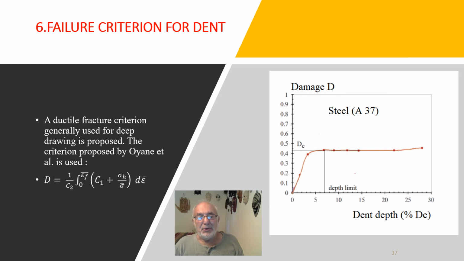For dent, a ductile fracture criterion generally used for deep drawing is proposed. This criterion was proposed by Oyane et al. and has the following shape. If you plot the damage versus the dent depth, we can see that you have an increase of the damage and we reach a plateau. And we can define the defect limit, which is given by the depth where we reach this damage plateau. We can see for this pipe that we get a depth limit of 7%, which is close to the code.